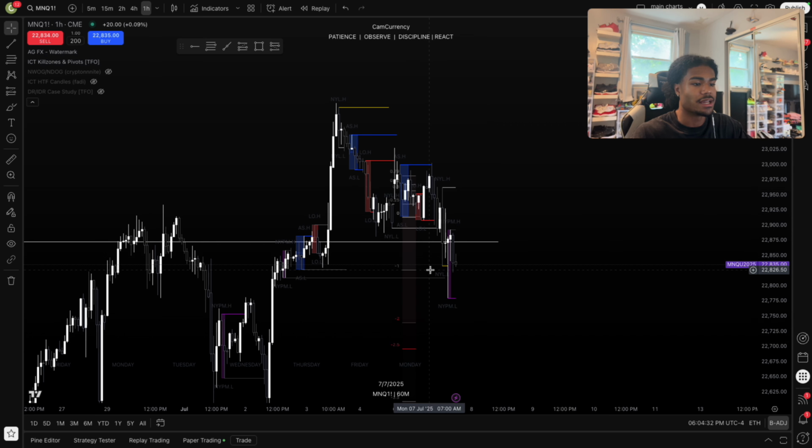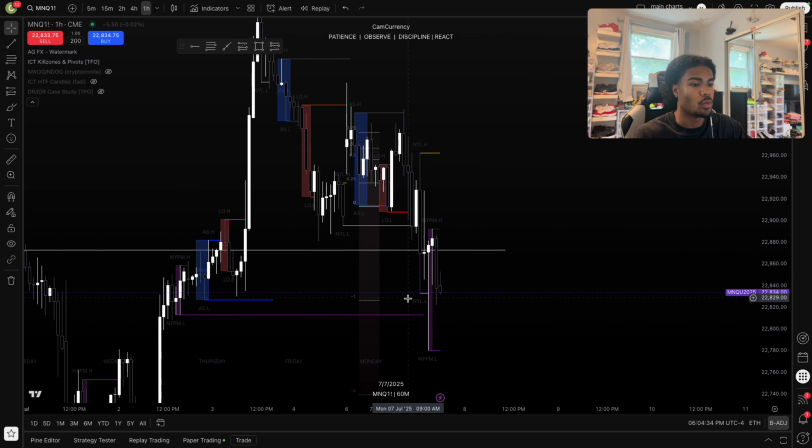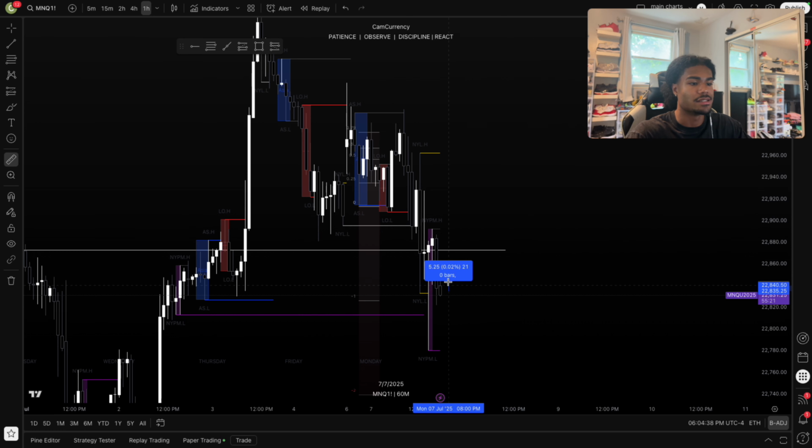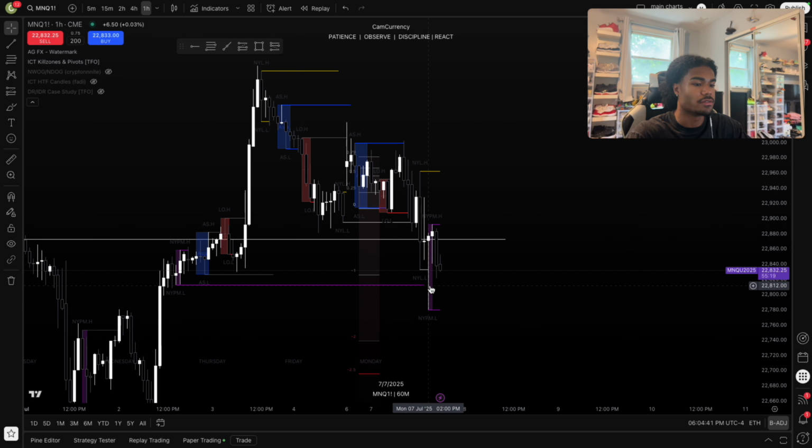As you can see right here, the -1 projection was met, wicked through it. We never got any bodies through the -1 projection. Instantly came back from it. Very strong wick, very strong doji. It was respected to the tick.